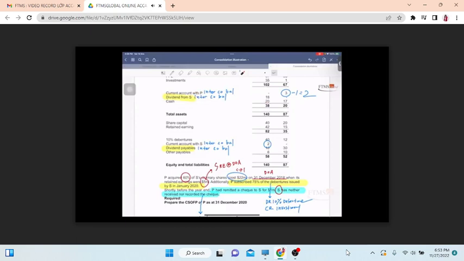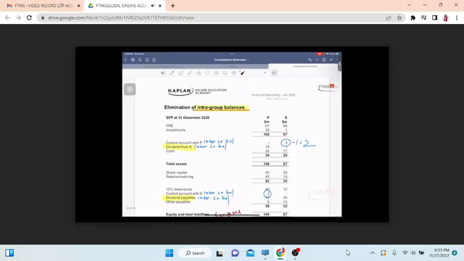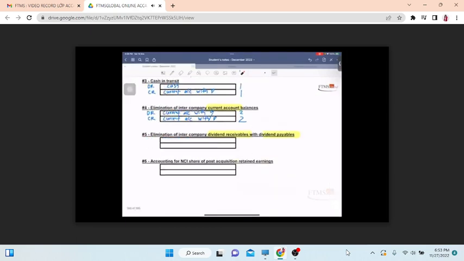Okay, so let me just write down first. Debit dividend payable, and then credit dividend from S, 18.